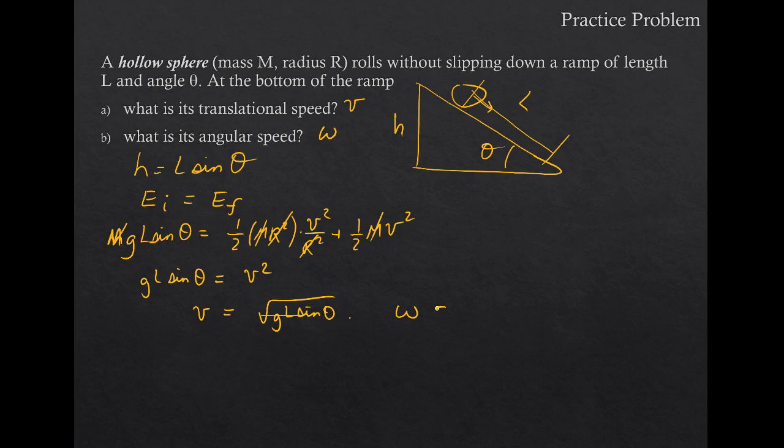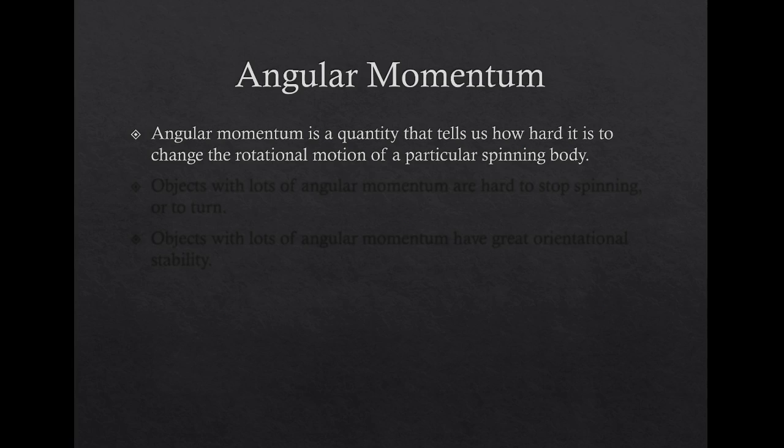And then to get the angular speed, well, omega is equal to v over r. And then we just plug that in. Okay, so we'll just have 1 over r times the root of gL sine theta. So nothing too crazy. All right, so now let's talk about angular momentum.